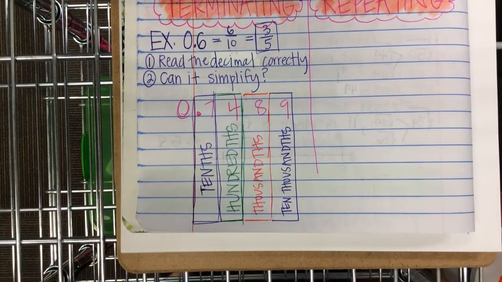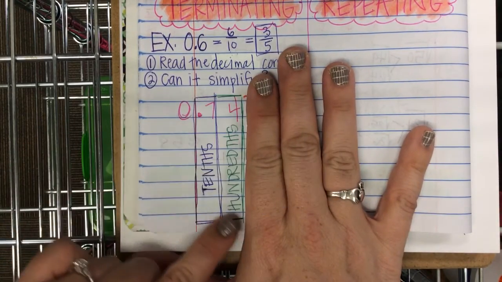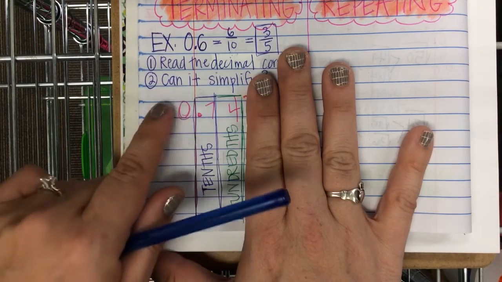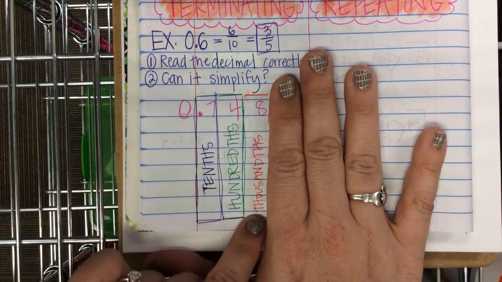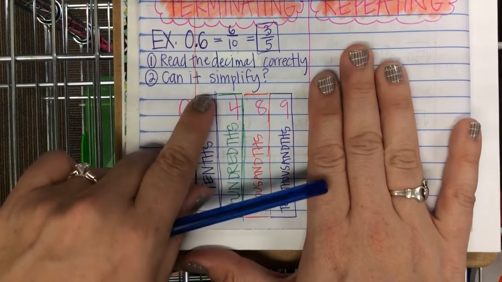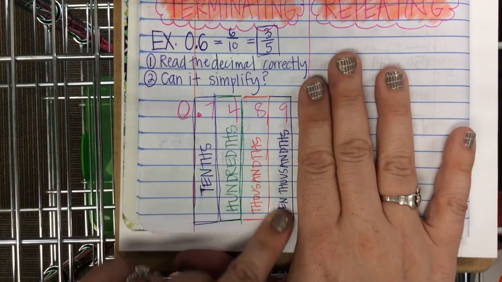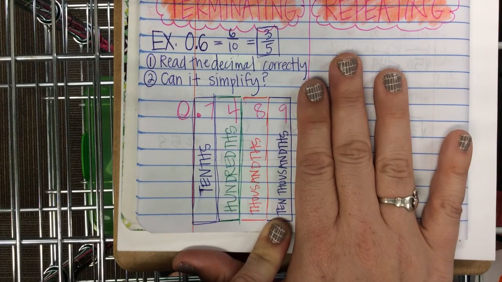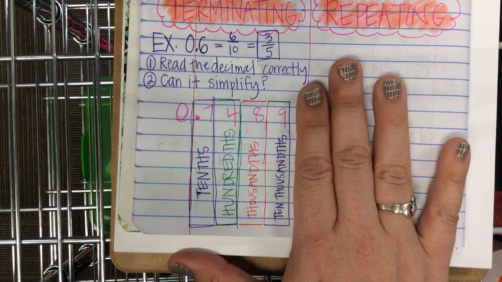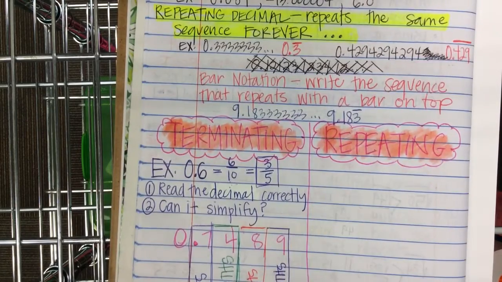Right, so when you're converting, if it was 0.74, it would be 74 hundredths, right? And if it was 0.748, it would be 748 thousandths. And if it was 0.7489, it would be 7,489 ten thousandths. And there are your fractions. Right? Pretty easy. You already knew this, correct? All right.